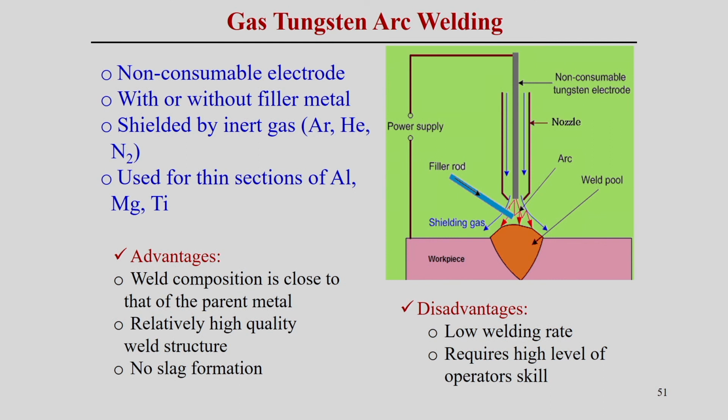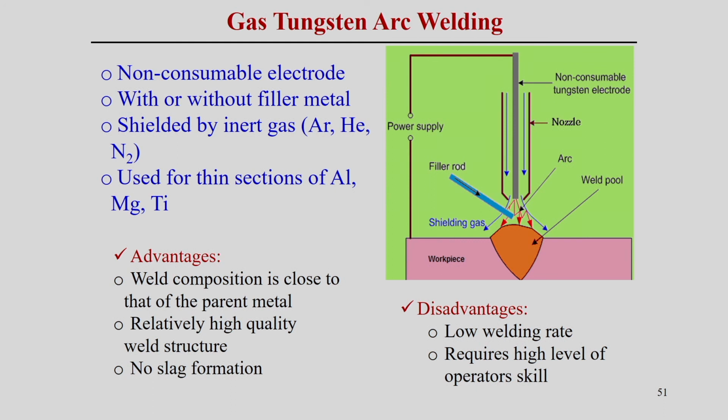Now, gas tungsten arc welding. In this case we use a non-consumable electrode, and sometimes if necessary we can use a filler rod externally. Same principle, non-consumable electrode. If a current is passed, an electrical circuit is formed between the non-consumable electrode and the workpiece, the weld pool is created, an arc is created between the non-consumable electrode and the workpiece, and the weld metal can be joined. So, in this case we can work with or without filler material.